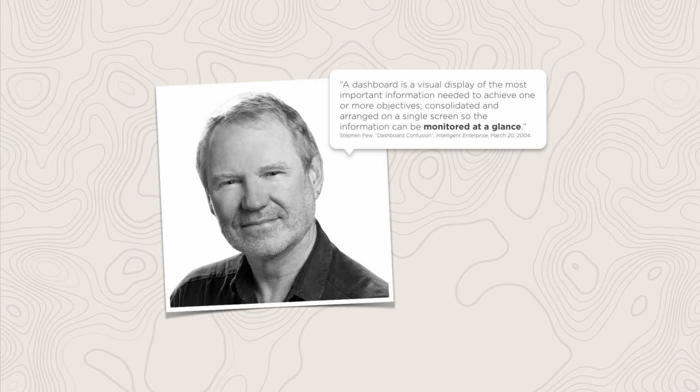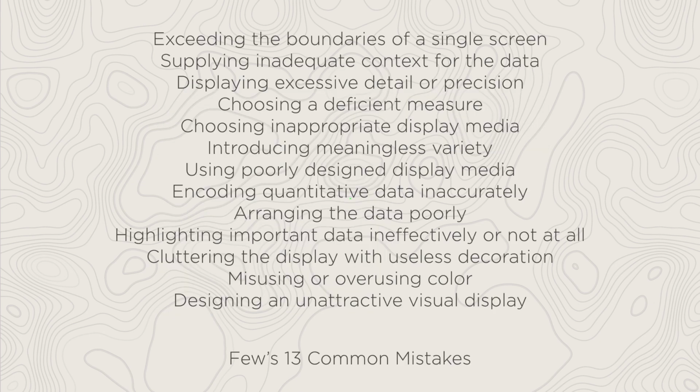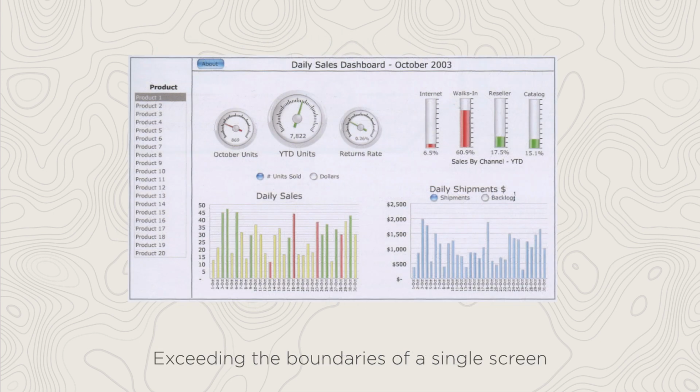That book goes over what he calls his 13 common mistakes in data dashboard design. So really quick, I'll hit all of them at a high level. These big 13 issues, we'll look at some examples that he provides, and we'll also look at some extensions of those examples. The first of the common mistakes is exceeding the boundaries of a single screen.